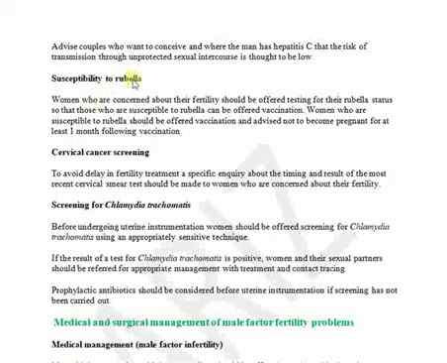Susceptibility to rubella. Women who are concerned about their fertility should be offered testing for their rubella status so that those who are susceptible to rubella can be offered vaccination. Women who are susceptible to rubella should be offered vaccination and advised not to become pregnant for at least 1 month following vaccination. Cervical cancer screening. To avoid delay in fertility treatment, a specific inquiry about the timing and result of most recent cervical smear tests should be made to women who are concerned about their fertility.